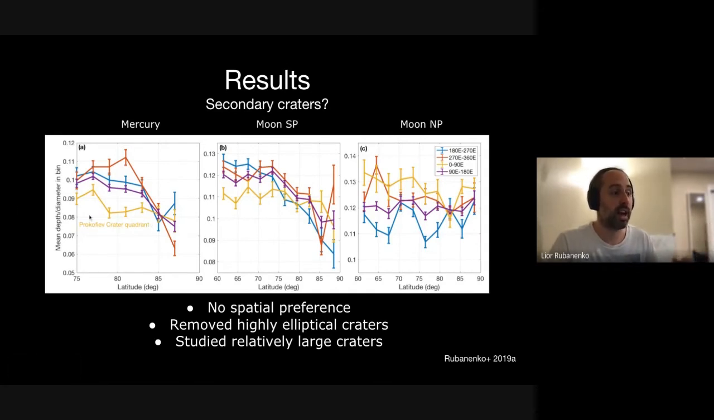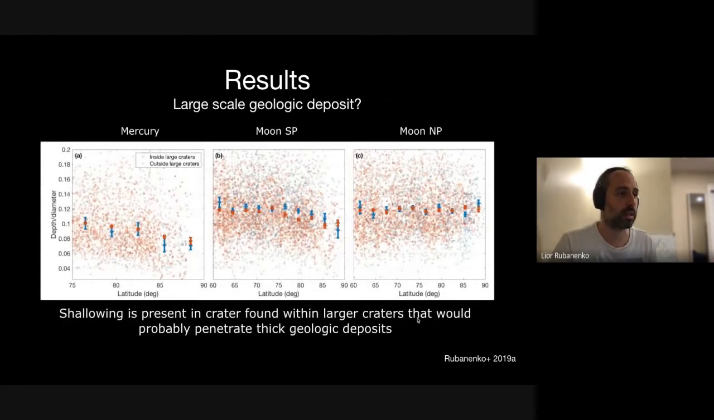Actually, in the secondary heavy quadrant near Prokofiev crater, craters are always shallow. So secondaries don't really cause shallowing. They just cause a shallow behavior all across the surface. On the moon, the same shallowing is observed. On the moon's South Pole, the same shallowing is observed across all 4 quadrants, and near the north, there's no shallowing in any quadrant. So it's not a localized effect like secondaries.